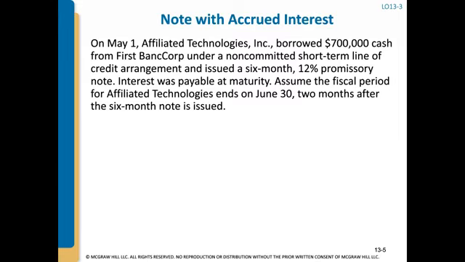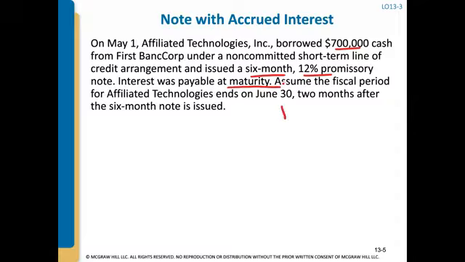Let's talk about accrued interest. We've discussed in previous videos about companies issuing notes payable. So we're going to continue with this similar example. On May 1, Affiliate Technologies borrowed $700,000 cash from First Bancorp under a non-committed short-term line of credit arrangement and issued a 6-month 12% promissory note. Interest was payable at maturity, so at the end of the 6 months. Assume the fiscal period for Affiliate Technology ends on June 30th, 2 months after the 6-month note is issued.